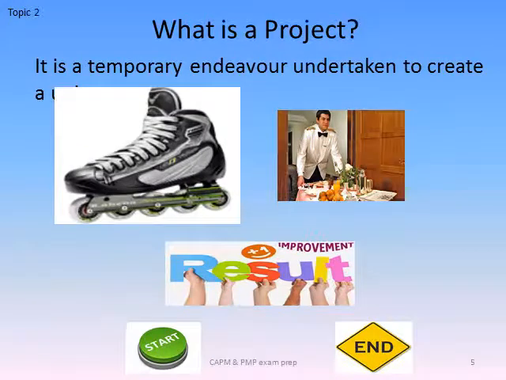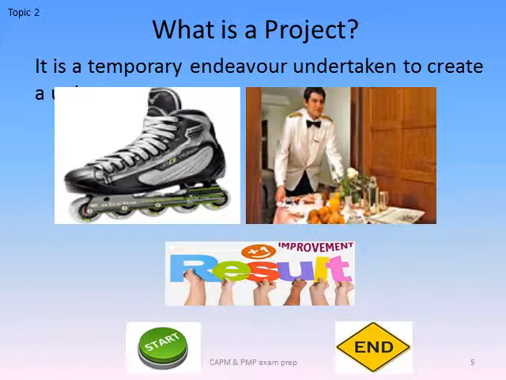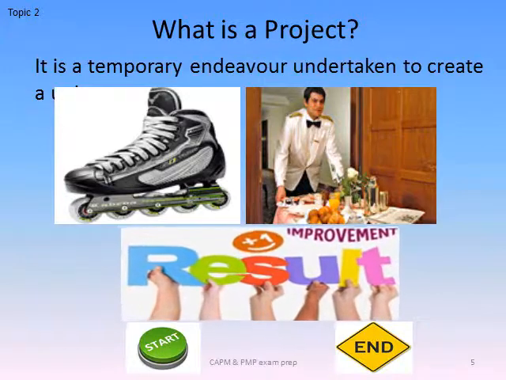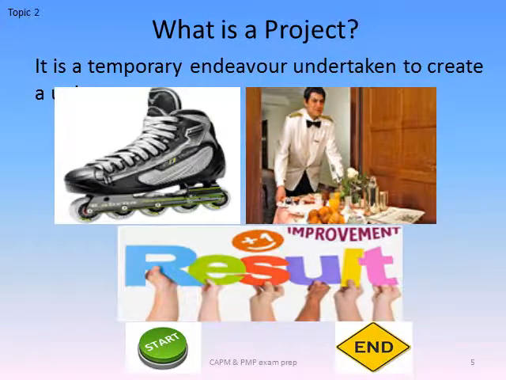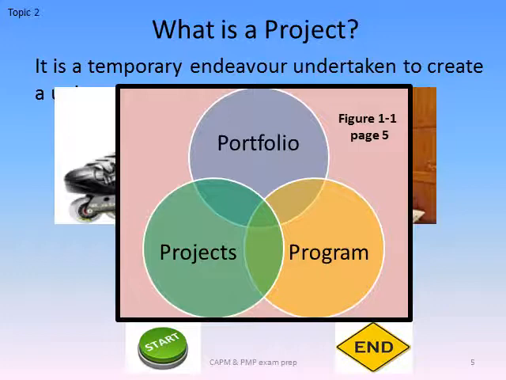A project can be a complete item, such as the skate here, or can be a component within that, such as the skate blade. Whereas a service can be the service, as shown here, or can be the capability to perform that service. A result is really an outcome or an improvement to an existing product or service. Now, projects do not exist unto themselves. Projects have a relationship with programs and portfolios. Please see figure 1-1 on page 5 of the PMBOK guide for more information about this relationship.